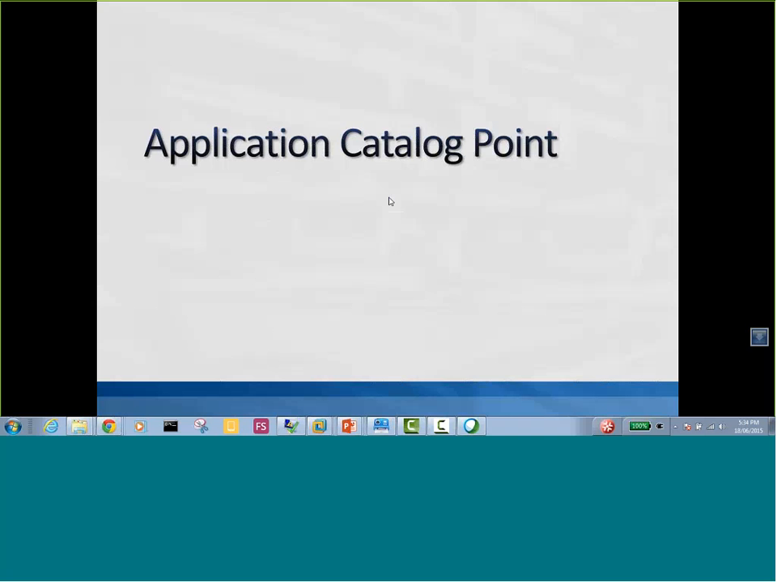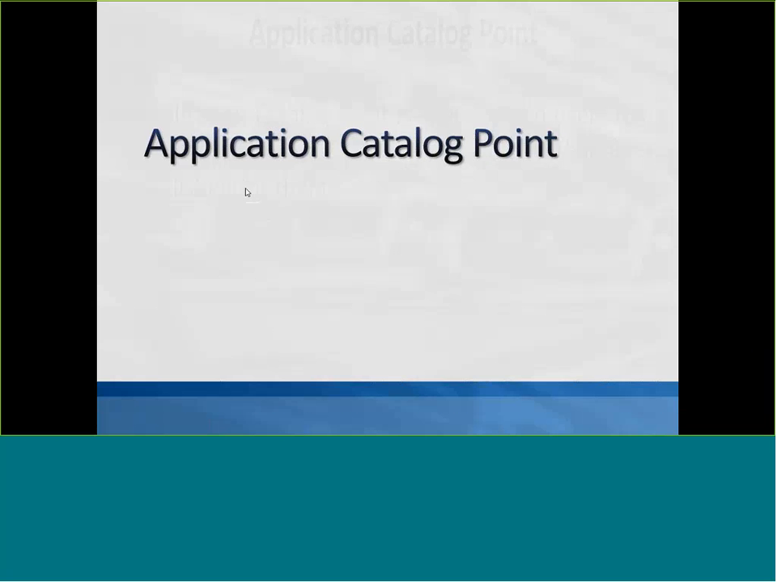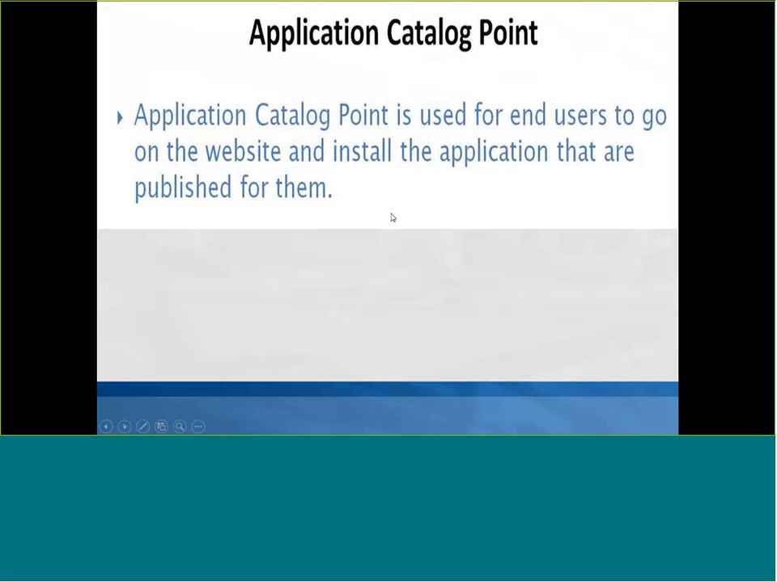Okay, so application catalog point, let's go ahead with that. The application catalog point is used for end users to go on the website and install the applications that are published for them.